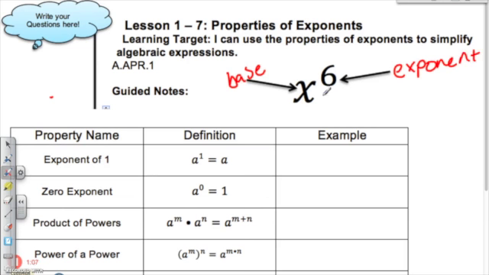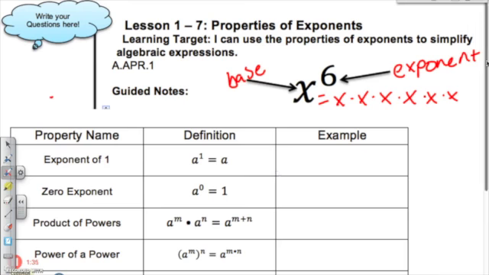So if I were to expand x to the 6th power, it would be x times x times x times x times x times x, 6 times. 1, 2, 3, 4, 5, 6. Okay? Likewise, if you see something that looks like this and you want to make it simpler and save yourself some space on your paper, then count how many. Say there's 1, 2, 3, 4, 5, 6 x's and translate that back into its exponential form.